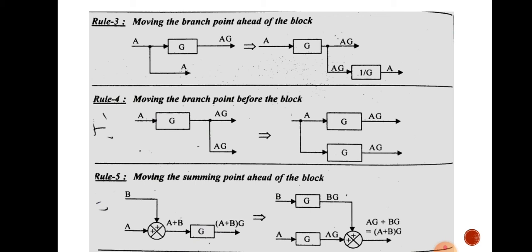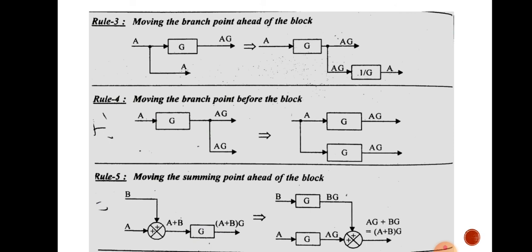Okay, so it will come before G. Once it comes before G, we need the outputs AG and AG itself, so we have to change the gain. In order to get AG and AG, we have to give G and G separately in each path. So if we are moving the branch point before the block, we have to incorporate a gain block in each parallel path. In order to move the branch point ahead of the block, we have to incorporate a 1 by G gain in one of the paths. Okay, and this is the rule.